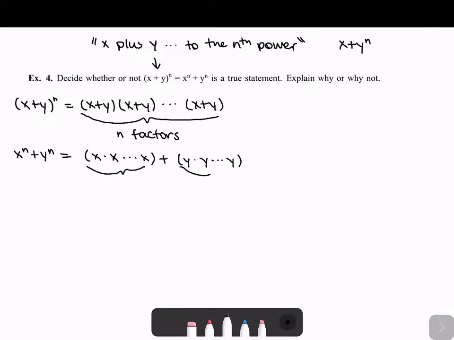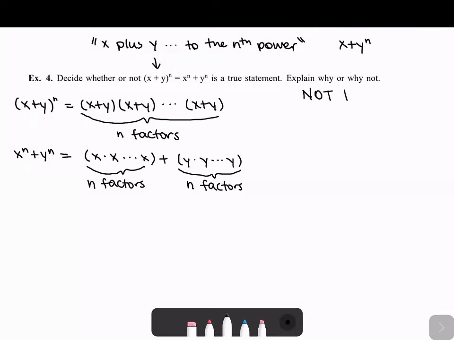So again, these both have n factors. Wow, this is kind of hard to write today. Right, by the definition, you can see that these don't represent the same thing. But if you can't see it from here, let's take an example. So this is not true.